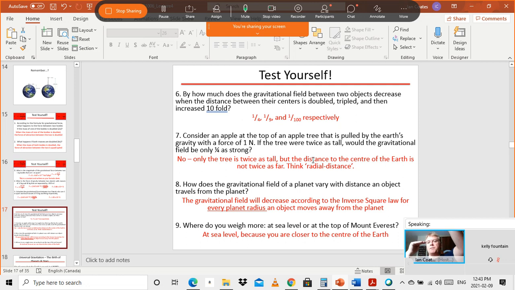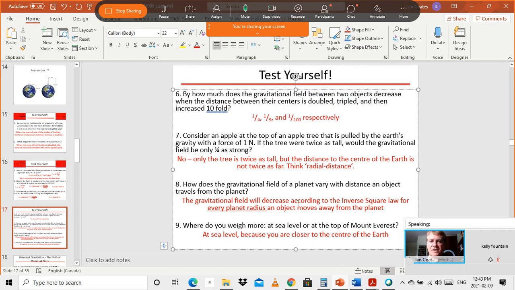If I double the radial distance, now that rule works. And what rule am I talking about? This one right here. So my answer is no. Only the tree is twice as tall, but the distance to the center of the Earth is basically the same. You only went up another tree distance. And think radial distances in order for this formula to come into effect.